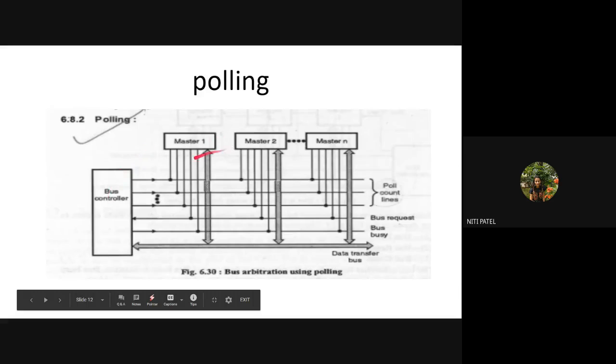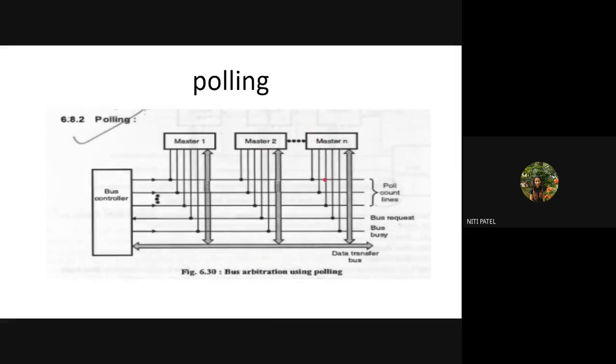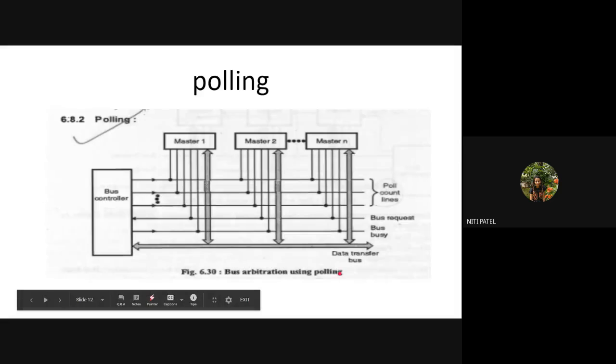If that particular device gets the bus, it can transfer the data, or put the data on this data transfer line and send it to any of the other devices, whichever the device wants. So the function of bus request, bus busy, and the data transfer remains the same as that of daisy chaining. Now, what is the difference in polling?